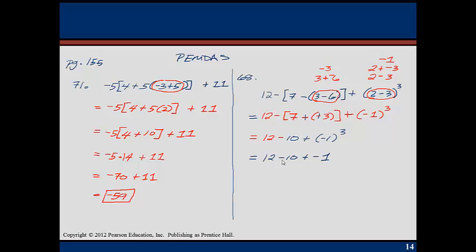So now it says 12 minus 10 plus negative 1. Well, 12 minus 10, that is 2, plus negative 1. They have different signs, so I subtract them and keep the sign of the bigger number, and you should come up with positive 1.